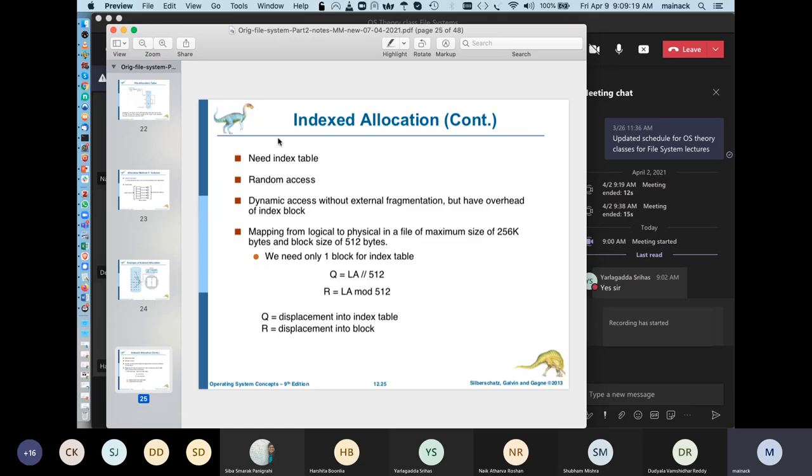So essentially, you need an index table for that. But once you have that index table, you can do random access. And while doing this random access, you don't need contiguous allocation, which means this does not have the external fragmentation problem that is generally there in contiguous allocation. But you need to get the space for the index block from somewhere. Nothing comes for free.